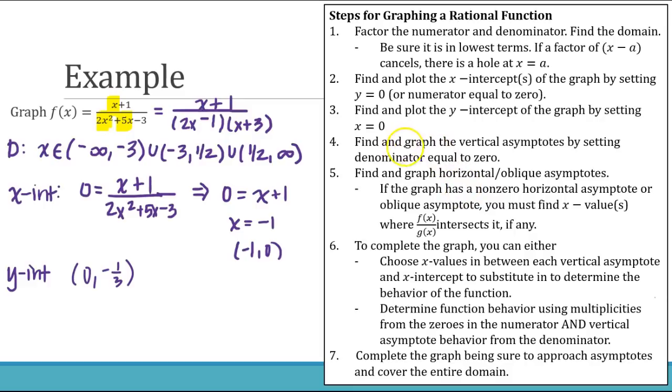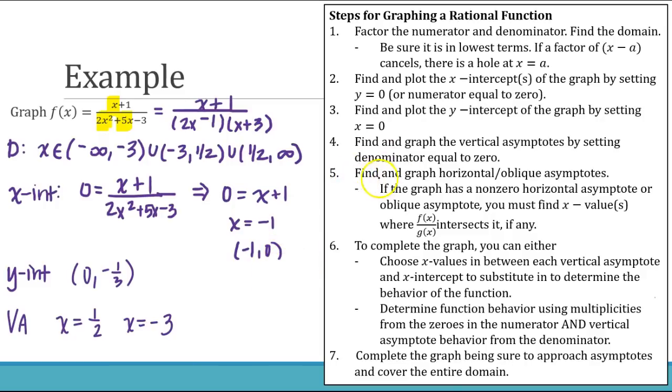And now we move on to finding the vertical asymptotes by setting that denominator equal to 0. So we actually have already done that and thought about that on this example when we found the domain. So our vertical asymptotes, if I set the first denominator's factor equal to 0, I get x equals 1/2. And if I set the second denominator's factor equal to 0, I get x equals negative 3.